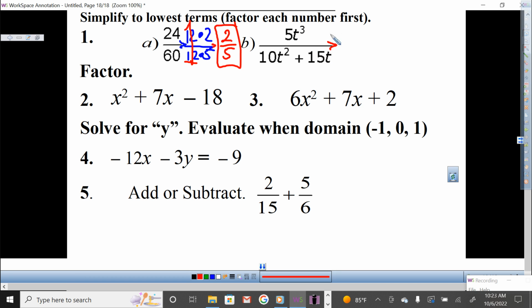When you factor, the numerator is 5 times t times t times t. Notice there's multiplication all the way through. Okay? What about the denominator? Is the GCF for these two right here? Yeah. 5 and a t, 5t. And that leaves us with 2t plus 3.